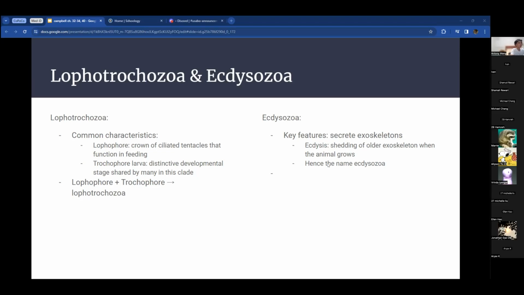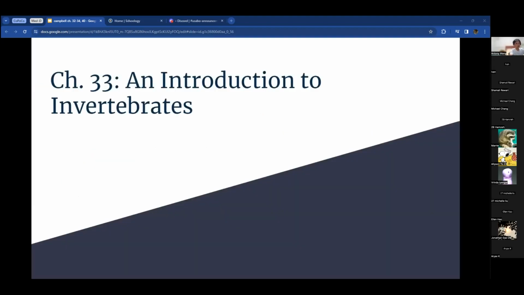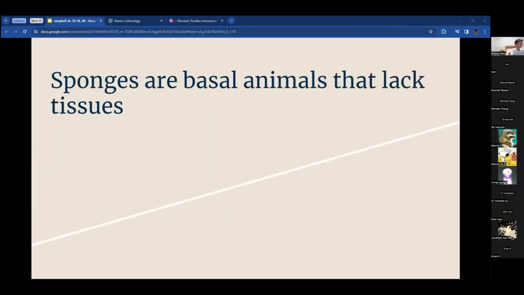Ecdysozoa. Ecdysis means the shedding of an exoskeleton, right? So ecdysozoa also derives its name from its characteristics. Ecdysozoans have an exoskeleton. So 33, introduction to invertebrates. This is all, there's no intuition in this. This is memorization. I guess I'll try to speed through these and get to the next chapter because this is just something you have to read a lot. Sponges, I should take it back. Sponges are kind of cool. There's a lot of detail in the sponges, but the others are kind of meh.